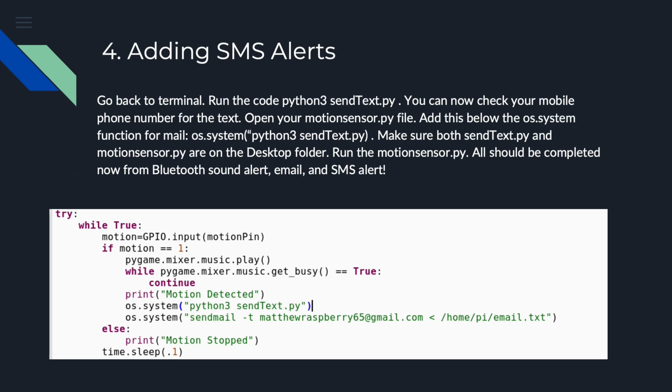So now we want to go back to terminal. We can run the code python3 sendtext.py, and now you can check your mobile number for the text. Afterwards, we can open the motion-sensor.py file and add this below, so that the os.system function is able to run python3 sendtext.py.